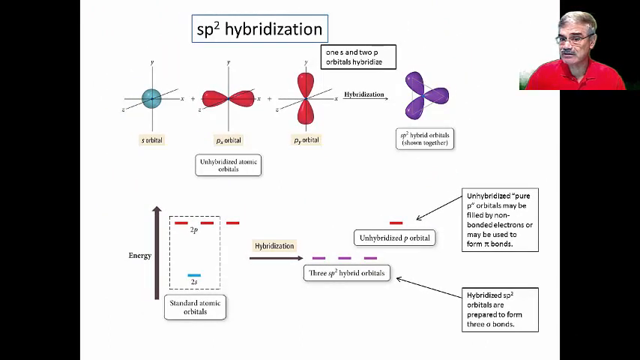That is, if we have a single electron in each of these, they can form sigma bonds. And the unhybridized p orbitals may contain 0, 1, or 2 electrons. If a leftover pure, unhybridized p orbital contains only a single electron, we'll see in a second that it is ready to form a pi bond, the second type of bond which we are now getting to.